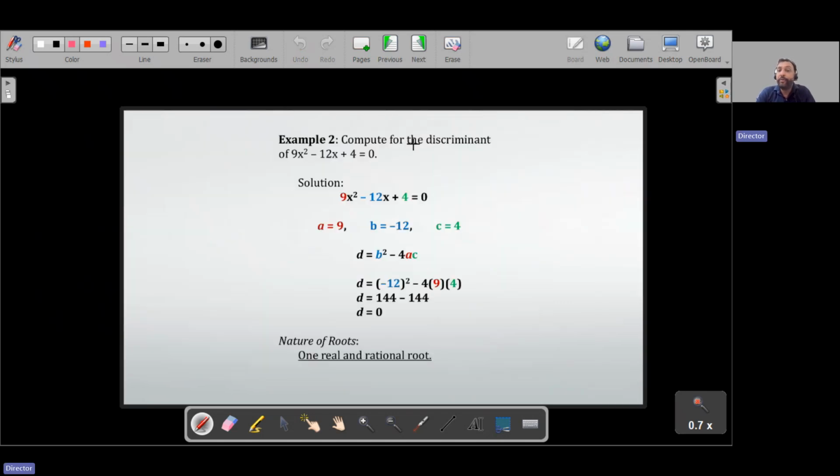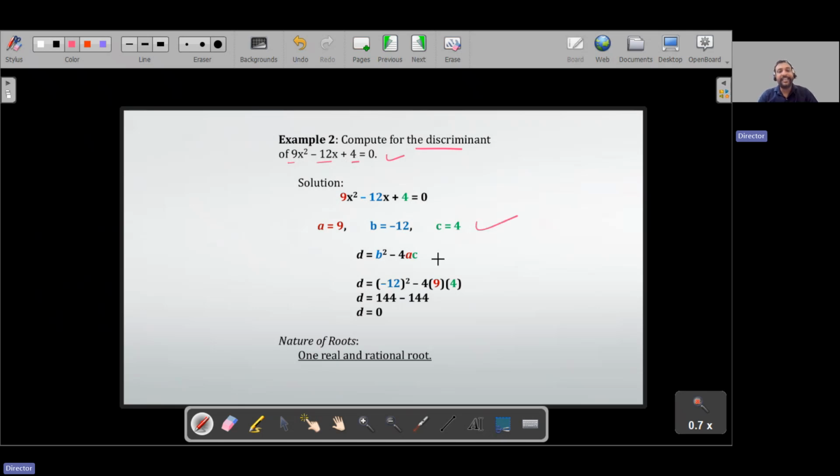Here, compute the discriminant. Means what we have to do, we have to find the discriminant. First, check whether it is in standard form or not. It is already in standard form. Right, now equal to 0. Now, a is what? 9. b is minus 12. c is 4. I hope you remember it easily.